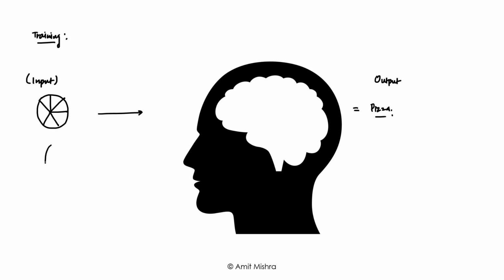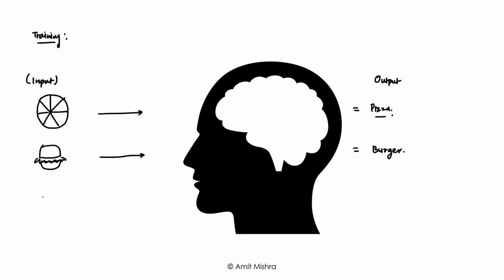Similarly, we can teach this person about other things as well. Let's say this type of shape, and we will say that if you see this type of shape, then tag this with a target which is burger.